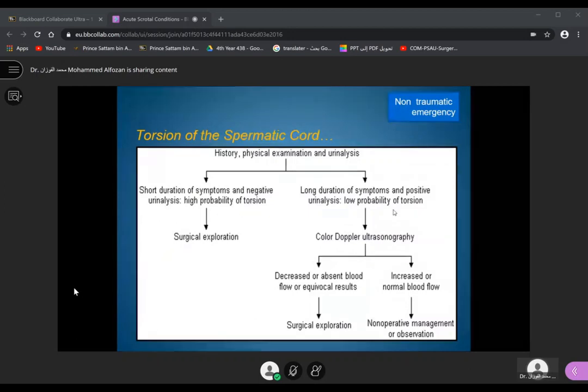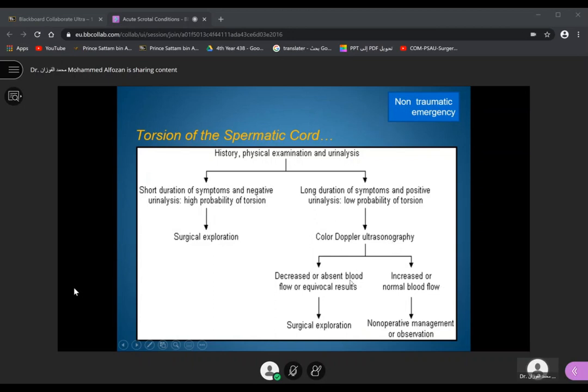Because some patients will come very late. Some patients will neglect the pain. They will think it's related to trauma. They will think it's related to any other thing. So you have to confirm before discharging the patient. How do we confirm? With color Doppler ultrasonography.